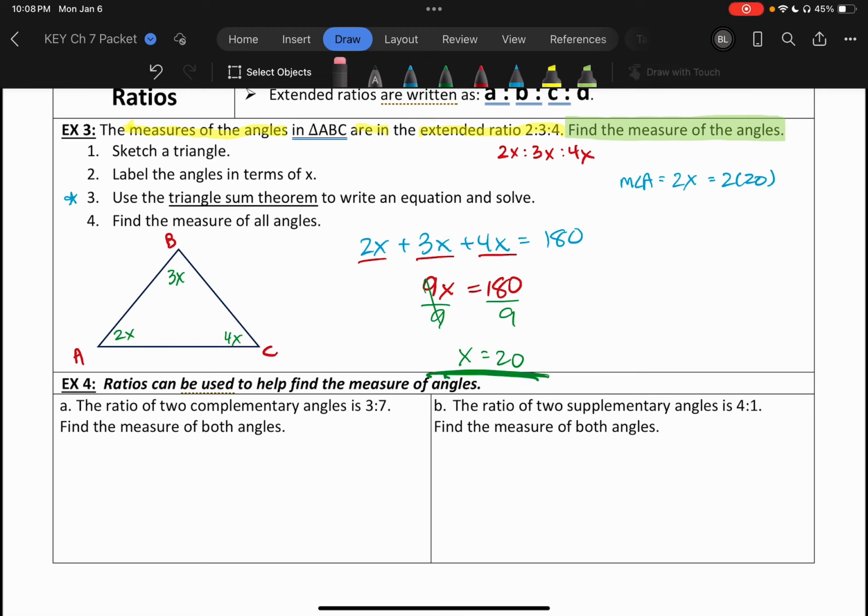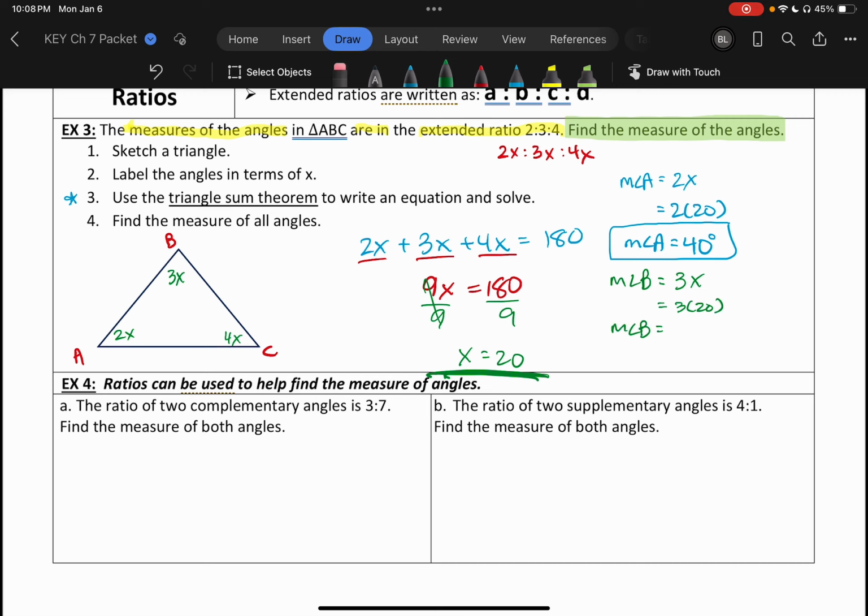Let's work this down vertically. If I know that x is 20, this would be 2 times 20, which tells us that the measure of angle A is 40. When we're talking about the measurement of angles, make sure that you include the degree symbol. So the measure of angle A is 40 degrees. We can do the same thing with angle B. Angle B was represented by 3x. We know x is 20, so 3 times 20 is 60.